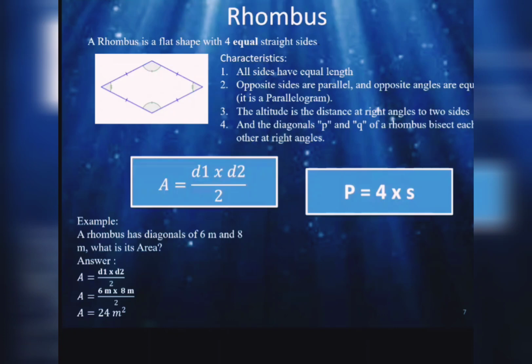The example of a rhombus. A rhombus has diagonals of 6 meters and 8 meters. What is the area? The answer is diagonal 1 times diagonal 2 times a half. So 6 meters times 8 meters times a half, the answer is 24 meters squared.